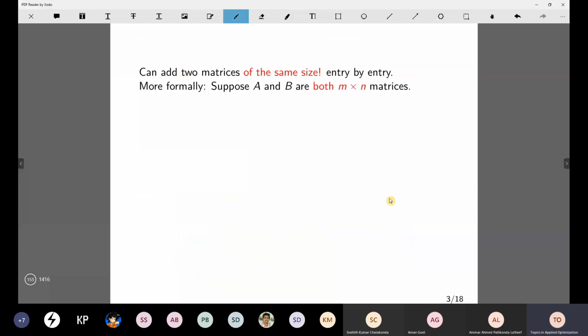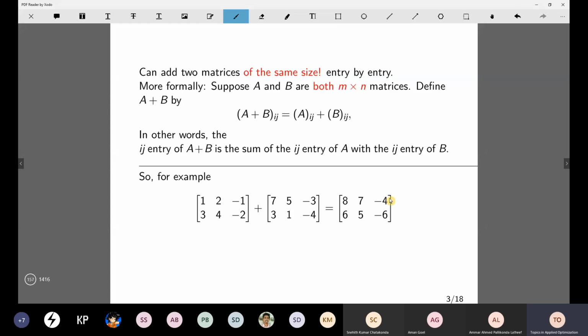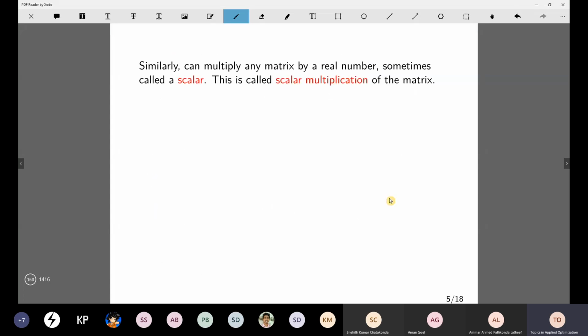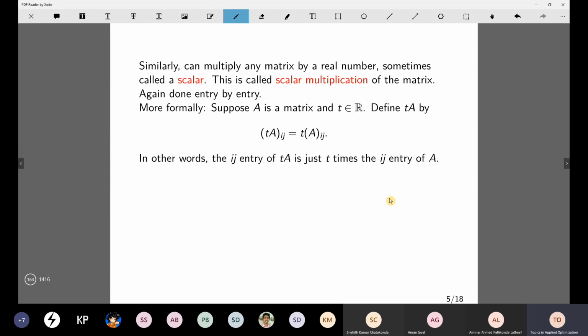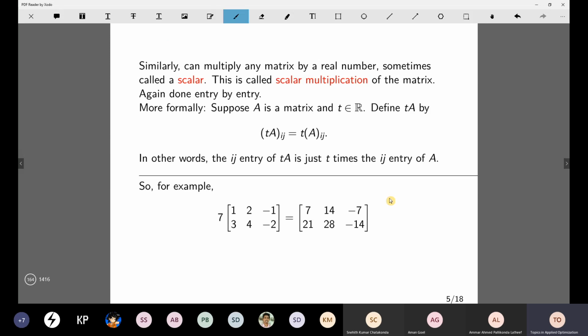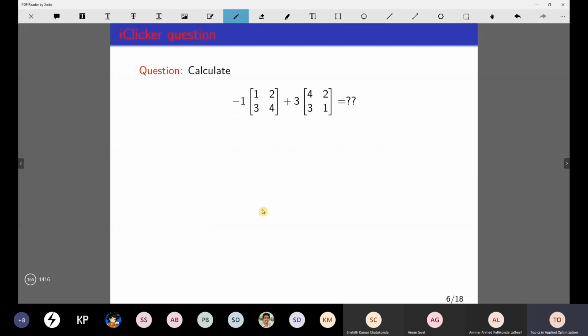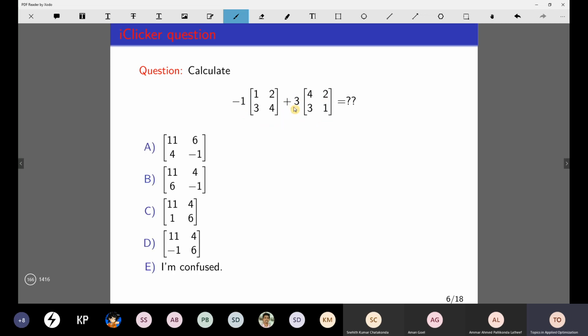So we can add two matrices of the same size entry by entry. Suppose A and B are both m by n matrices, then we can apply entrywise addition. So we can sum matrices like this. Scalar multiplication is also simple. When we multiply a scalar to a matrix, it multiplies each entry of the matrix. And once we know that, we can do computations like this. So this is scalar multiplication first, here is scalar multiplication, and then we also know how to add the matrices.